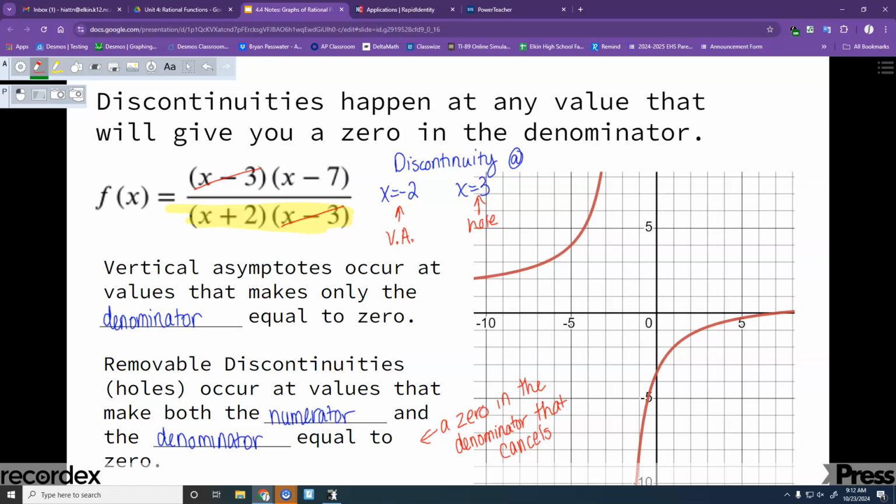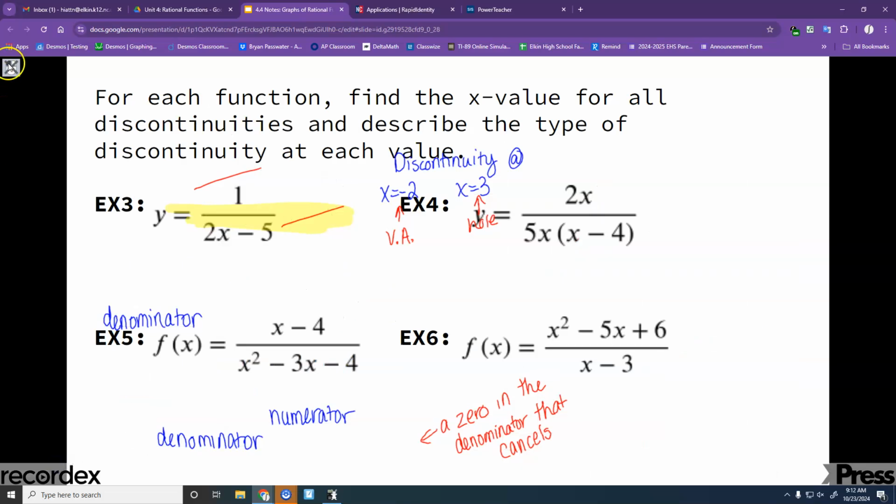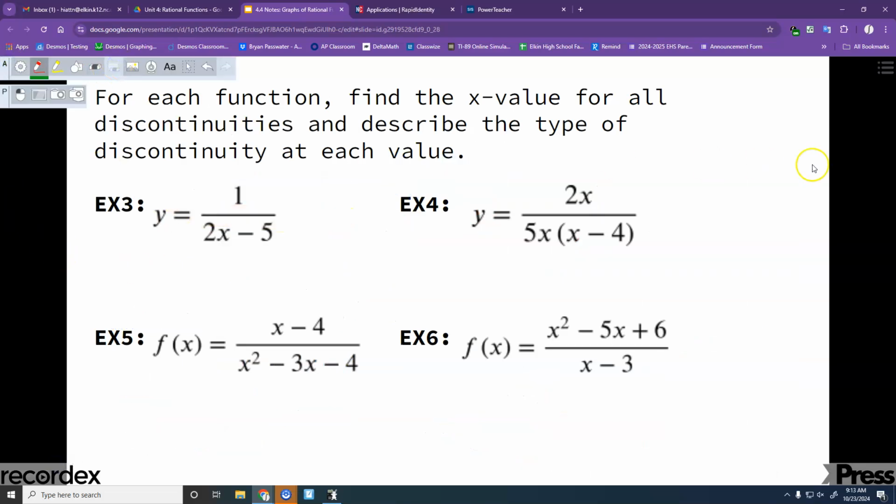Okay, questions? All right, moving on. For each function, we are going to find the x value for all discontinuities and describe the type of discontinuity at each value. I want us to do it by hand, and I want us to check it using Desmos, because it's good to know both things. Anytime you're doing discontinuities, you are looking at the bottom of the fraction, because the bottom cannot be 0, right? That's why we've been doing excluded values this whole time. The bottom cannot equal 0.